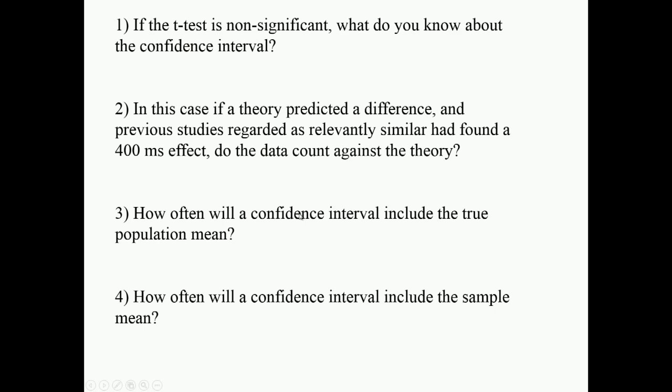Okay, so a 95% confidence interval, which is what we're dealing with here, includes the true population mean 95% of the time. That's what it means to say 95% confidence interval. Included 95% of the time.